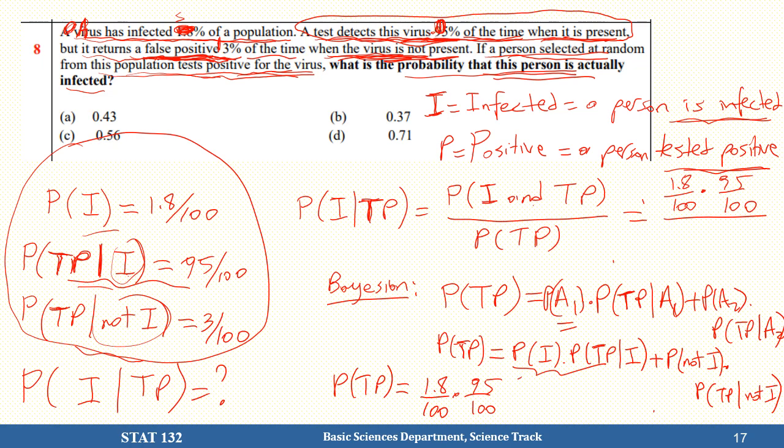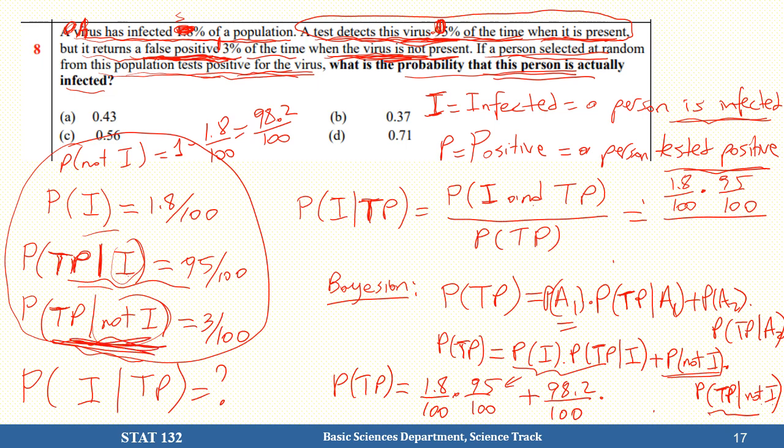Okay, it is this one now, plus not I. What is not I? Since this is the complement of I, we can have here 1 minus 1.8 over 100, which makes 98.2 divided by 100. So this has to be 98.2 over 100 times the probability, the conditional probability, that the test is positive given that the person is not infected.